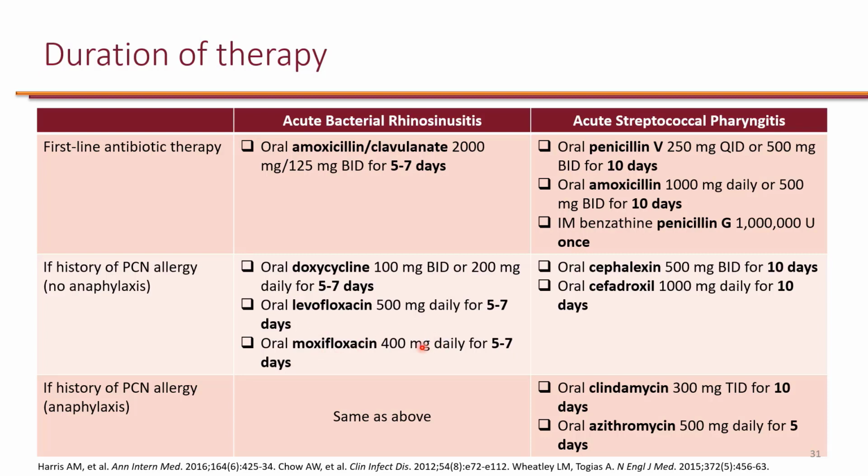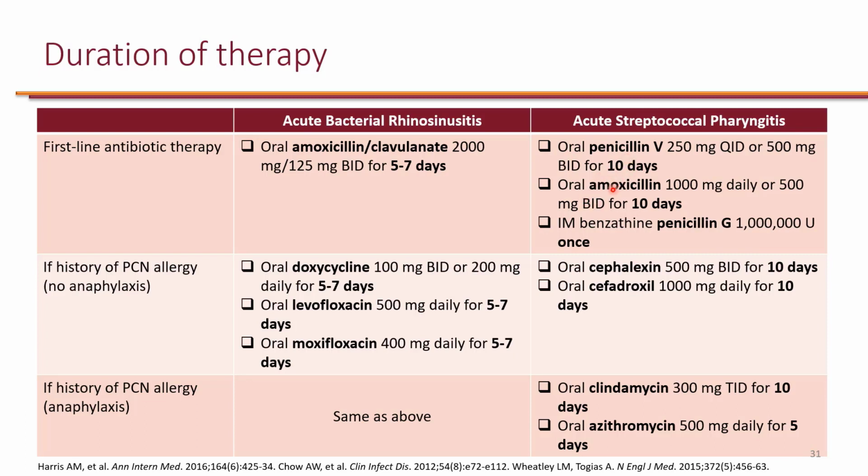Now, for the duration of therapy of acute streptococcal pharyngitis, you can choose between penicillin. Penicillin would be the narrowest option. Unfortunately, adherence could be an issue with oral penicillin because it's typically given 4 times a day with the lower dose, or you can do a higher 500 milligram dose and give it twice a day to improve adherence, and this will be for 10 days.